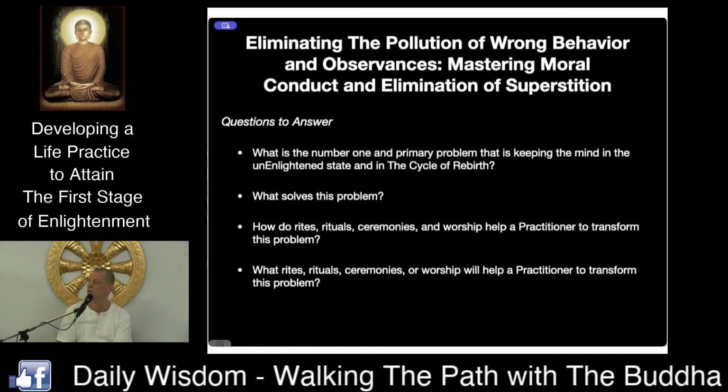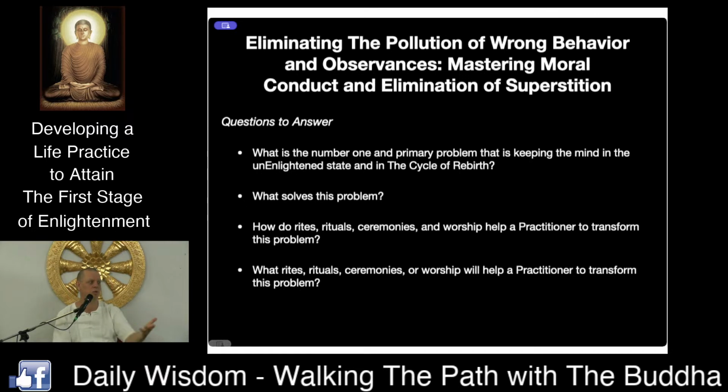That's discovered in dependent origination. If you guys remember dependent origination, the only reason why craving exists is because of the unknowing of true reality, the delusion, the confusion, the misunderstanding. Okay? So what solves the problem of ignorance or the unknowing of true reality? What's the antidote to that?